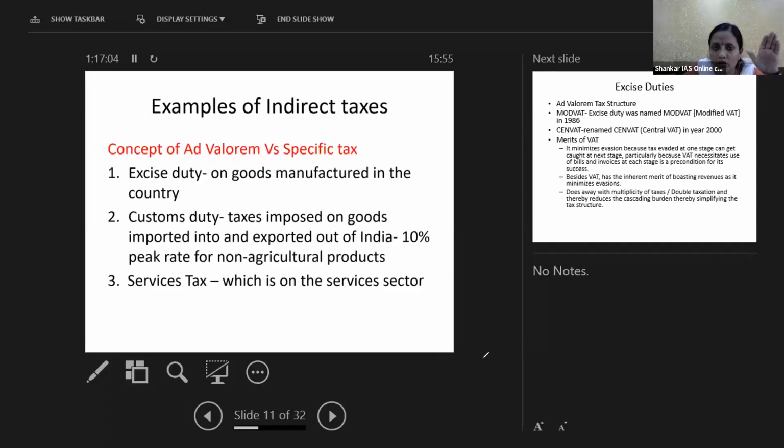So customs duty is for the goods which are being exported and imported. Excise duty is for those commodities which are being manufactured and consumed within the country. And services tax is the third type, which you're going to say that for the services which are produced and consumed within the country. Usually when you are exporting the services, you are not going to be taxing it like how you are saying for the goods, right?